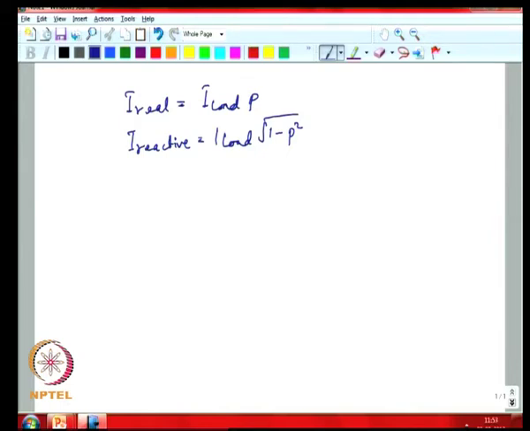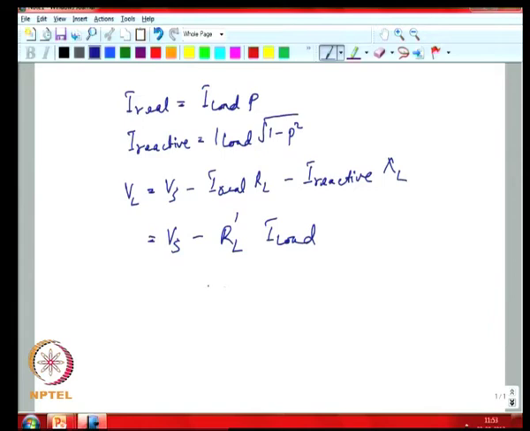And then you could write down the expression that we had, which was VL, and substituting for I real and I reactive, you would get this to be equal to Vs minus some R L prime I load, where R L prime is equal to R L into P, from the real voltage drop term, plus X L by R L times the square root of 1 minus P square. And XL by RL is now your X by R ratio of your feeder.